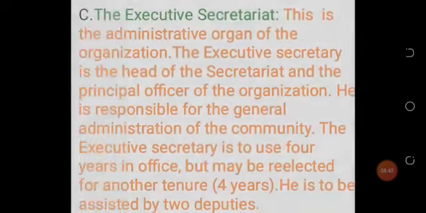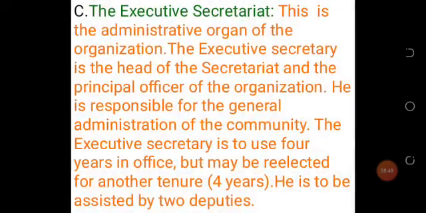Now, let's look at another organ, the executive secretariat. This is the administrative organ of the organization. The executive secretary, rather, is the head of the secretariat and is the principal officer of the organization. He is responsible for the general administration of the community.